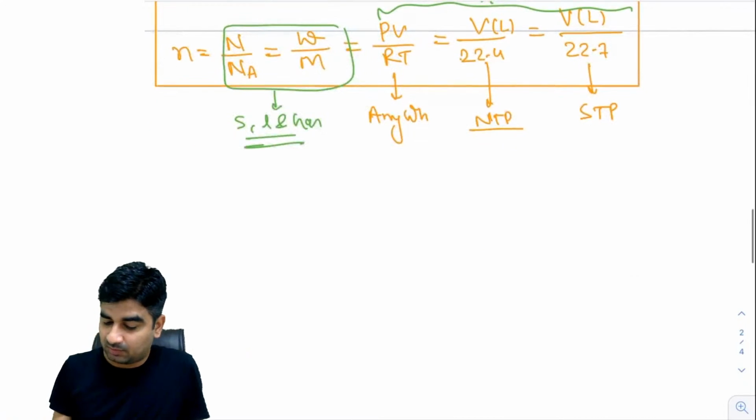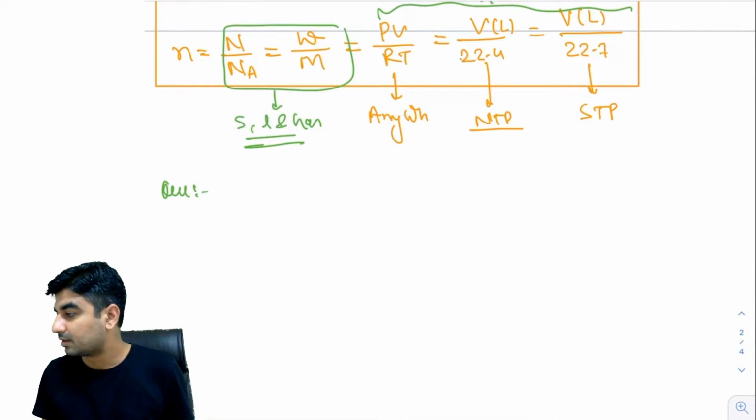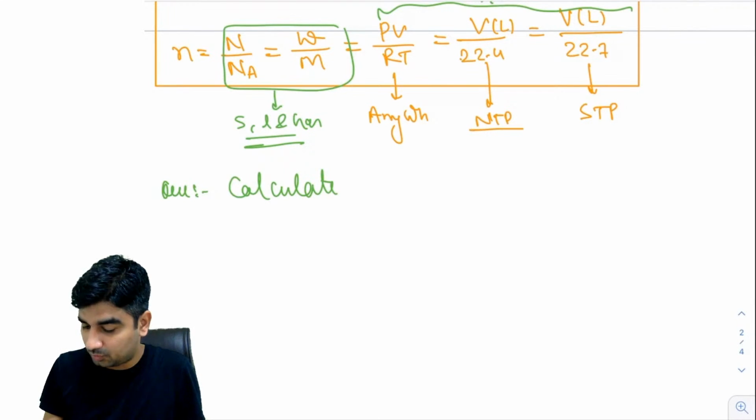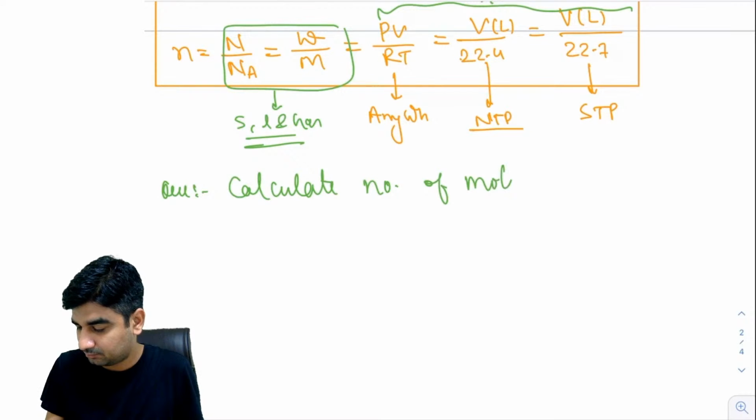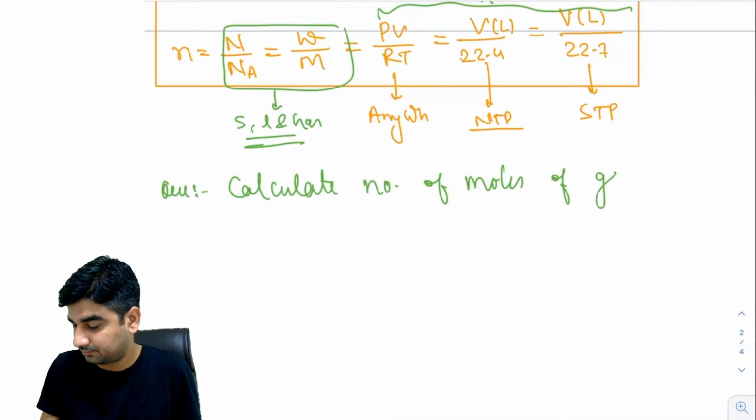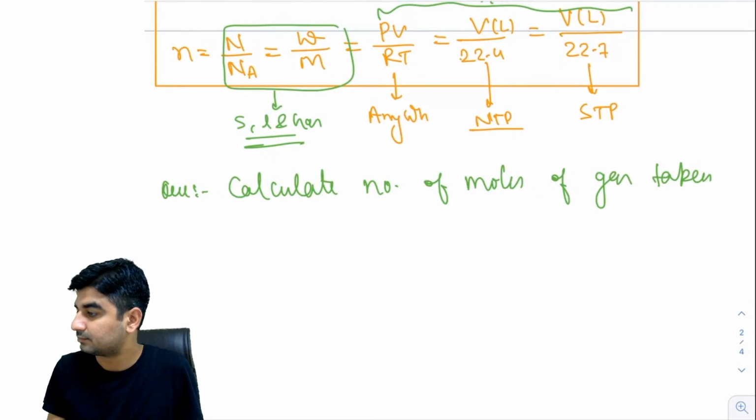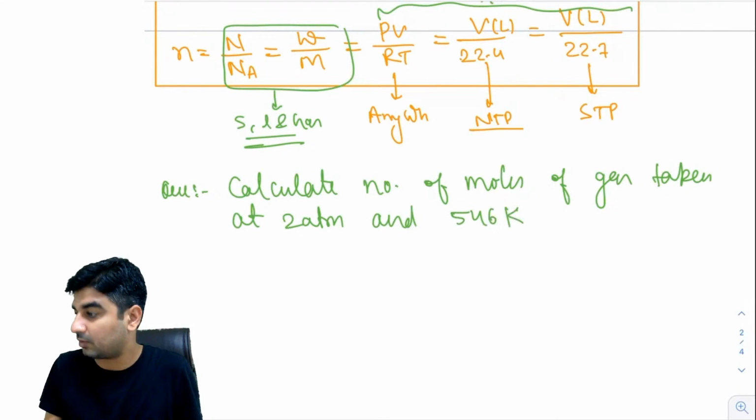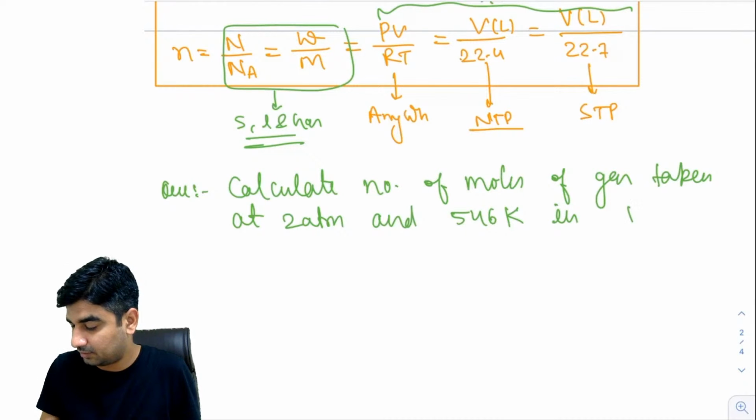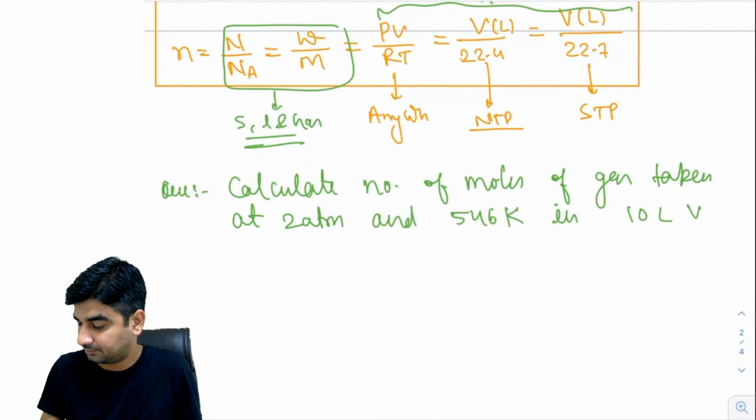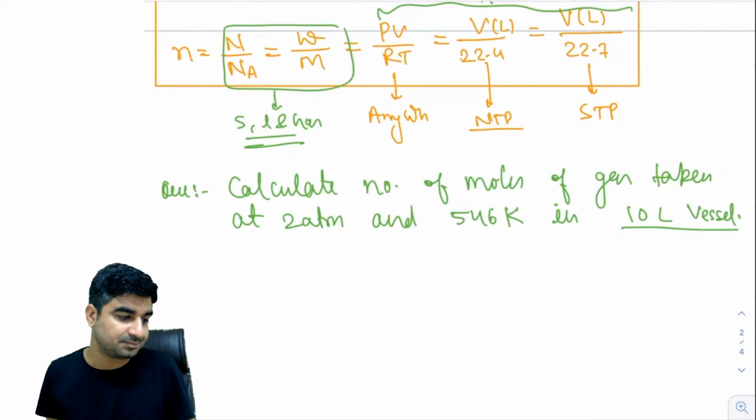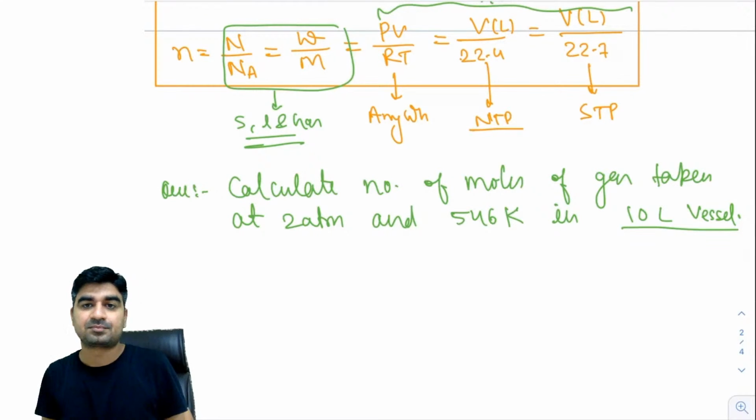So let's solve a problem. Calculate number of moles of gas taken at 2 atm and 546 Kelvin in 10-liter vessel. Yes, do it.